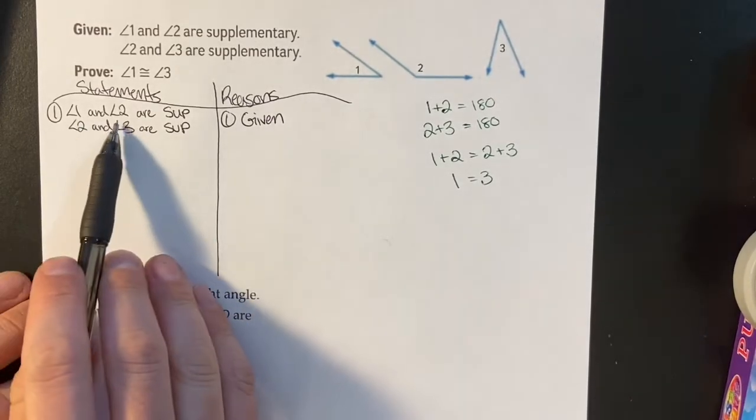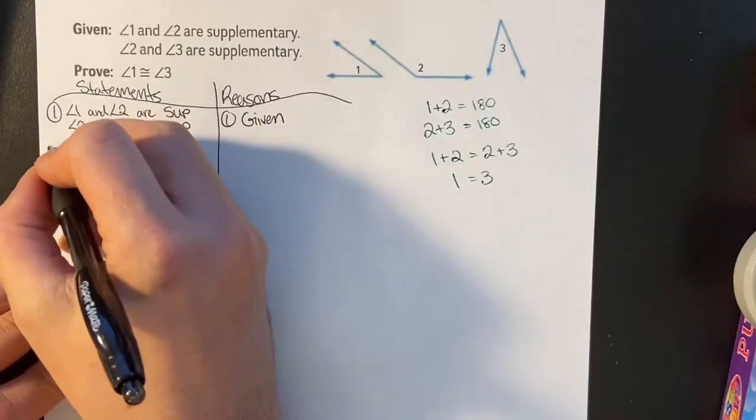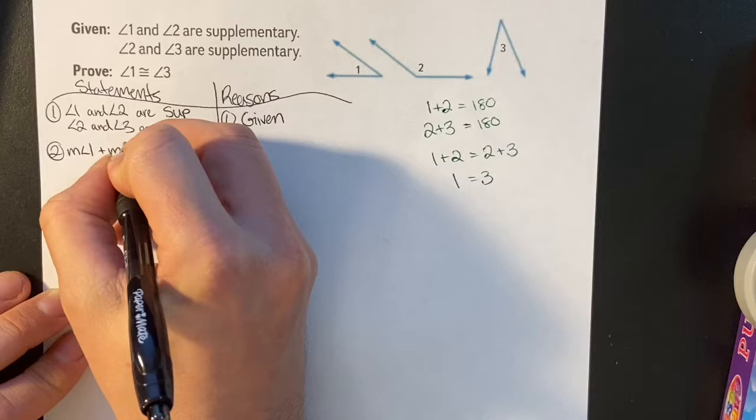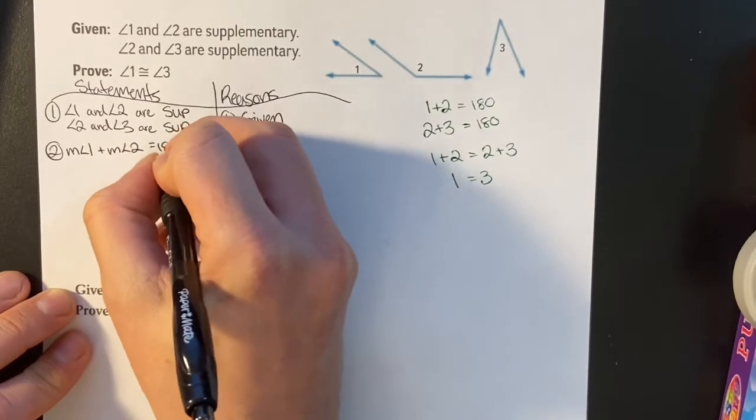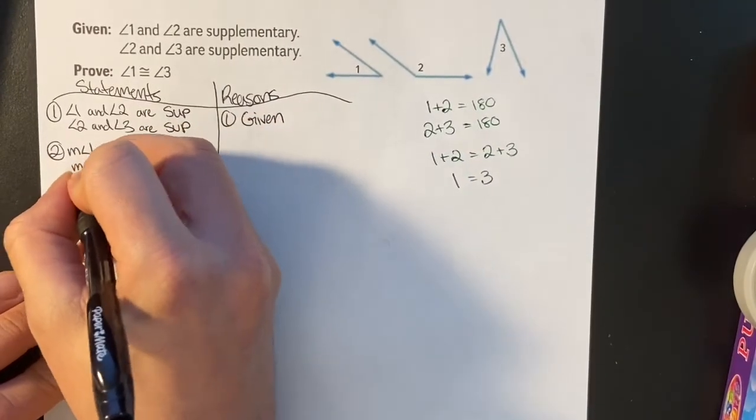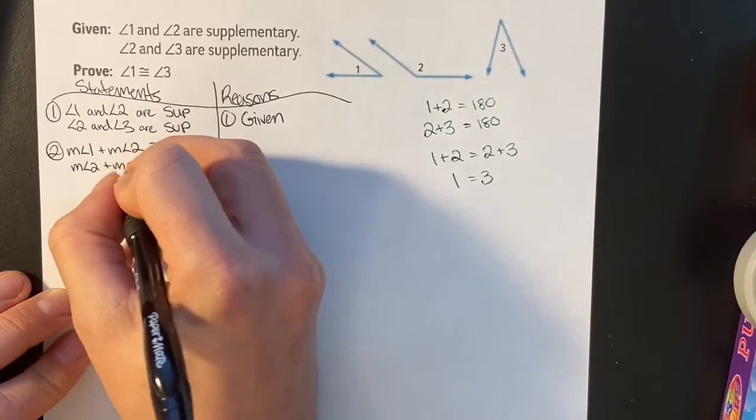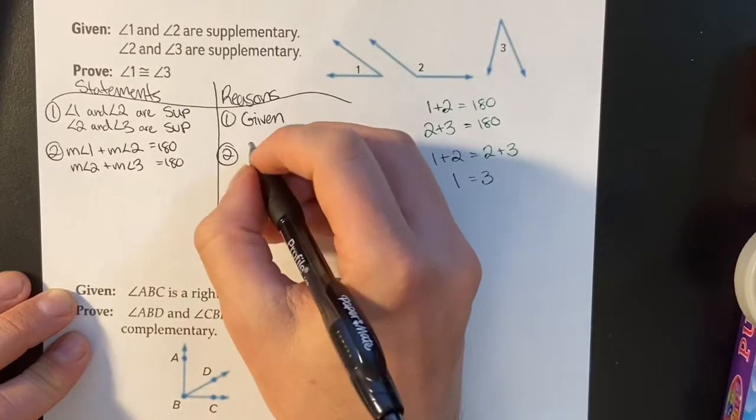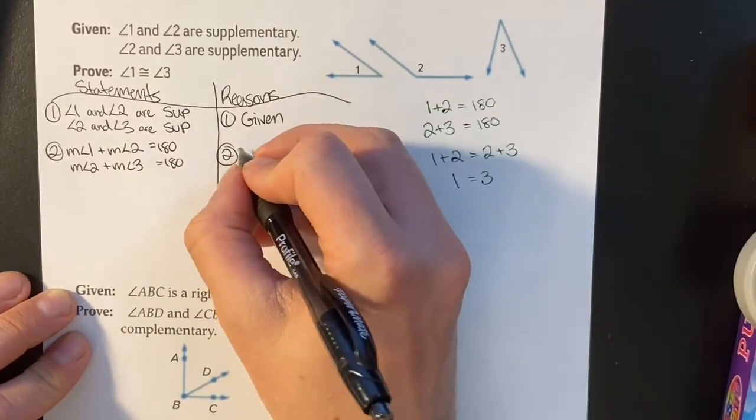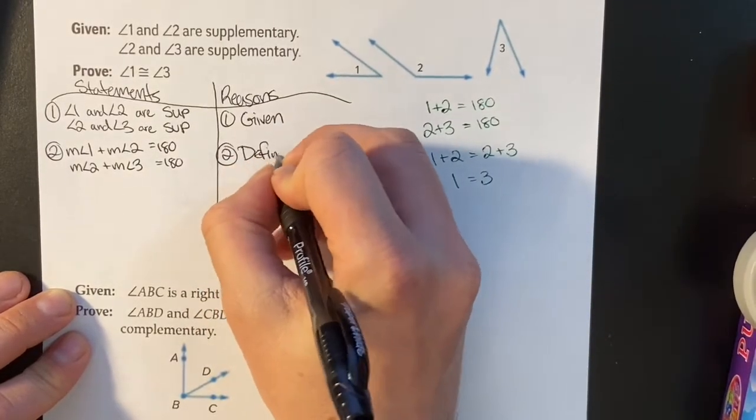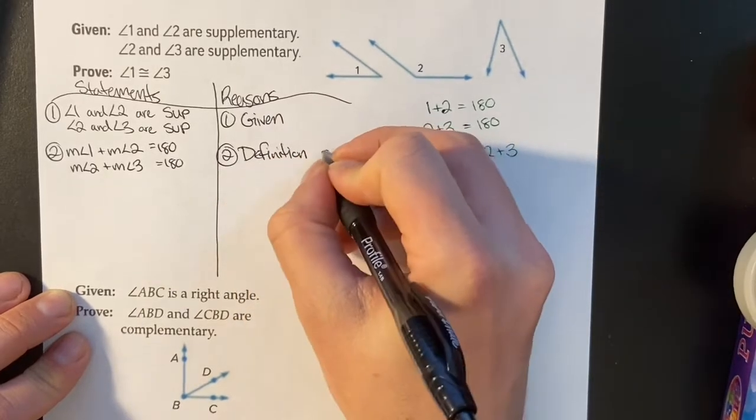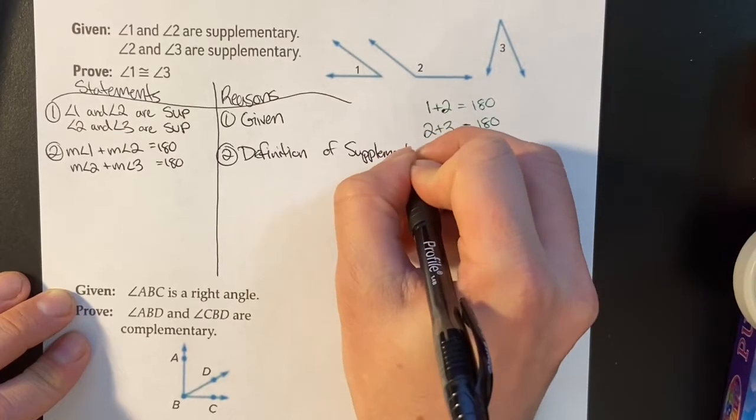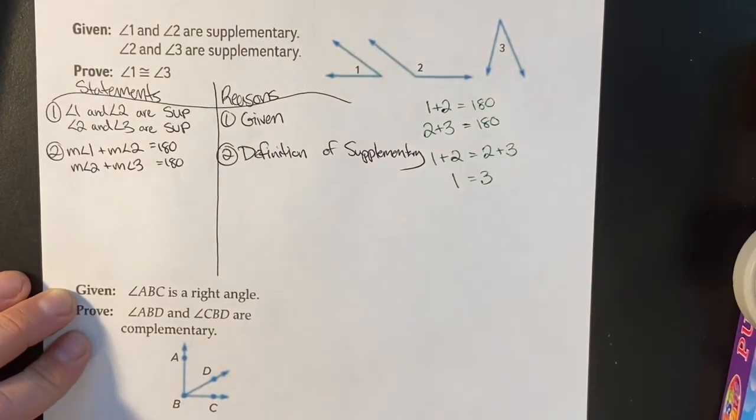So if angle 1 and angle 2 are supplementary, then they're going to add up to 180 degrees. So how do I word that out? The measure of angle 1 plus the measure of angle 2 equals 180. Also, the measure of angle 2 plus the measure of angle 3 equals 180. And the reason for that is the definition of supplementary angles.